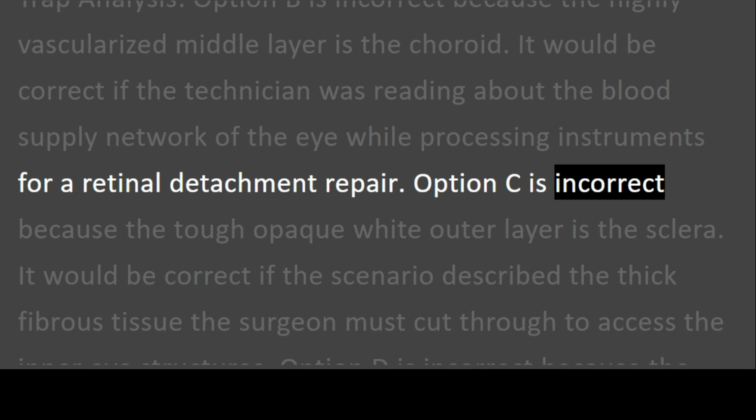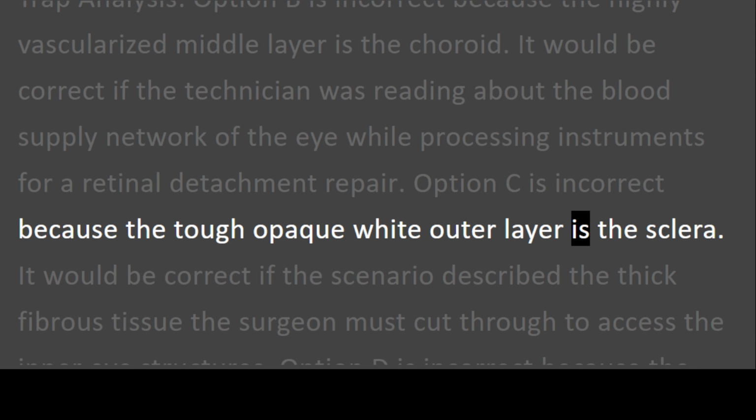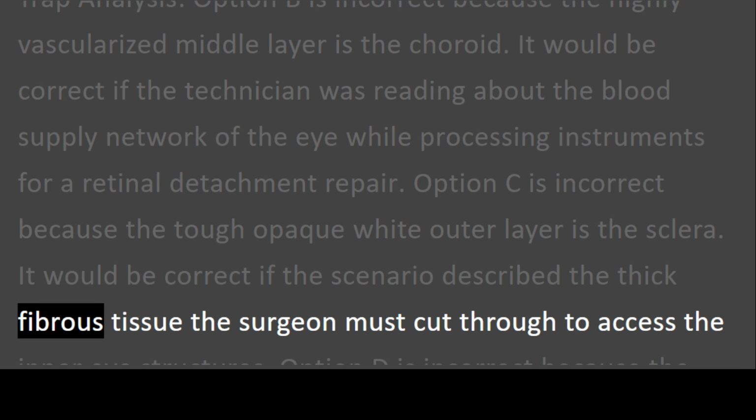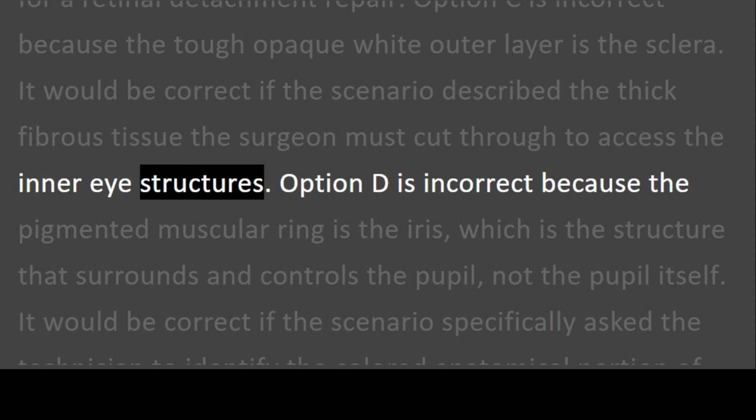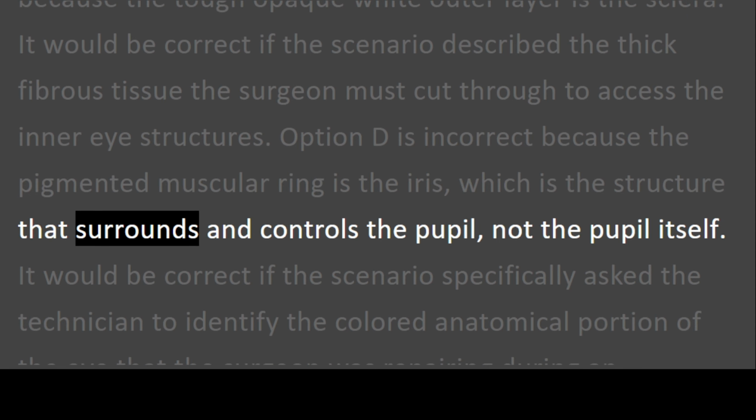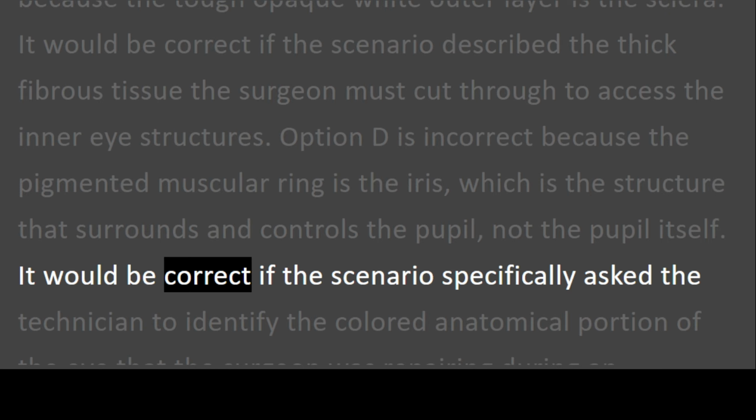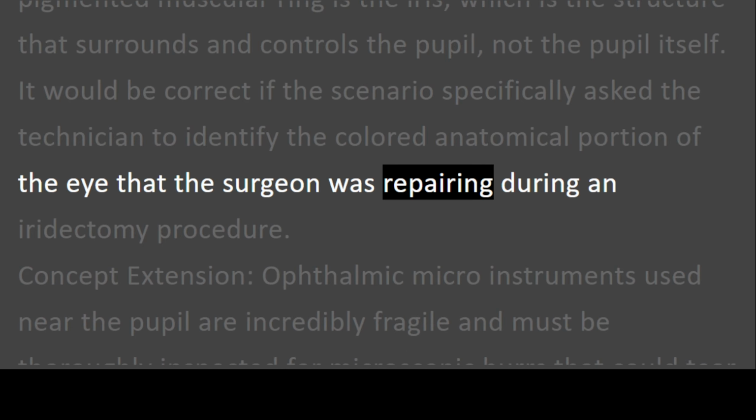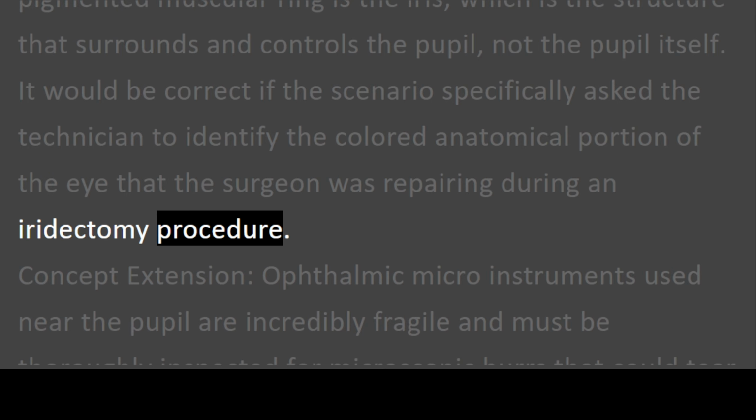Option C is incorrect because the tough opaque white outer layer is the sclera. It would be correct if the scenario described the thick fibrous tissue the surgeon must cut through to access the inner eye structures. Option D is incorrect because the pigmented muscular ring is the iris, which is the structure that surrounds and controls the pupil, not the pupil itself. It would be correct if the scenario specifically asked the technician to identify the colored anatomical portion of the eye that the surgeon was repairing during an iridectomy procedure.